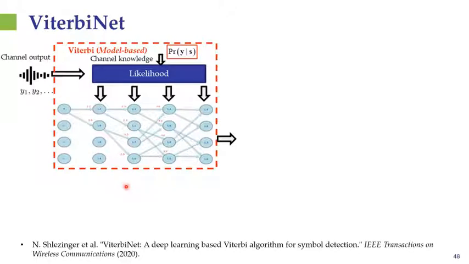Let us now observe the Viterbi algorithm and take a high level perspective of it, and note that the only part of the Viterbi algorithm which requires prior knowledge of the underlying channel, namely the conditional distribution of the channel output given its input, is in the likelihood computation.